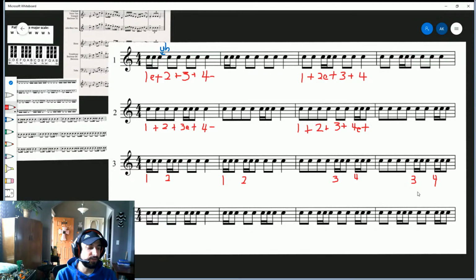All right, let's count it together. Line 4, check your work, and ready, and go. 1 E and 2 and 3 E and 4. 1 and 2 E and 3 and 4 E and. Just like that.